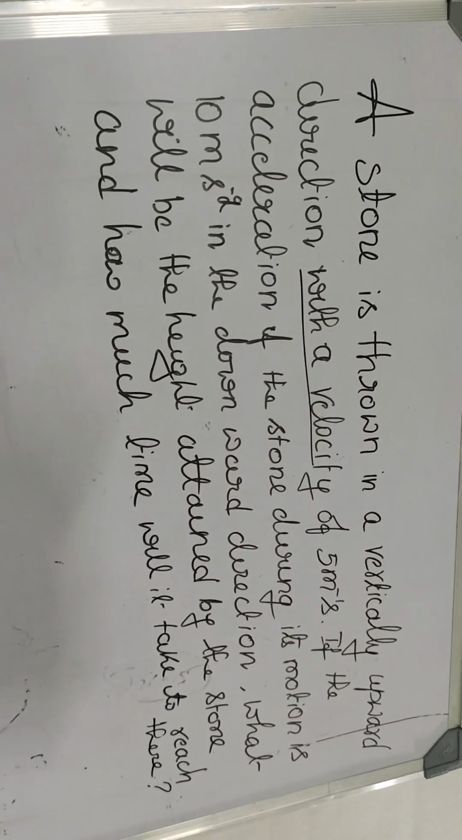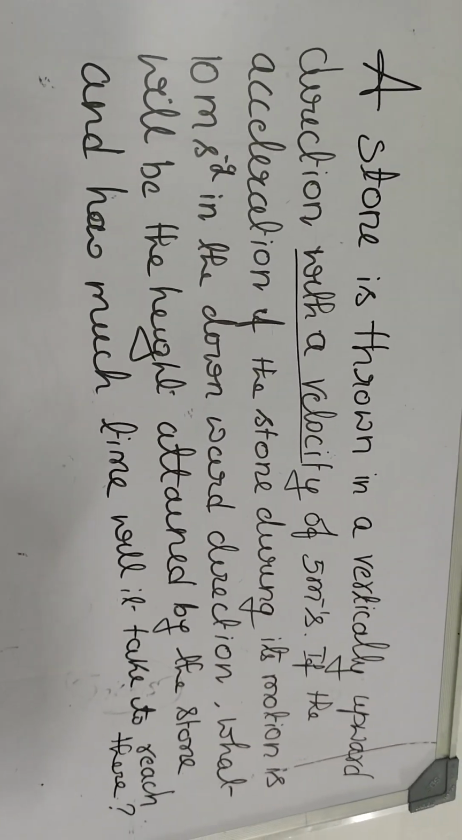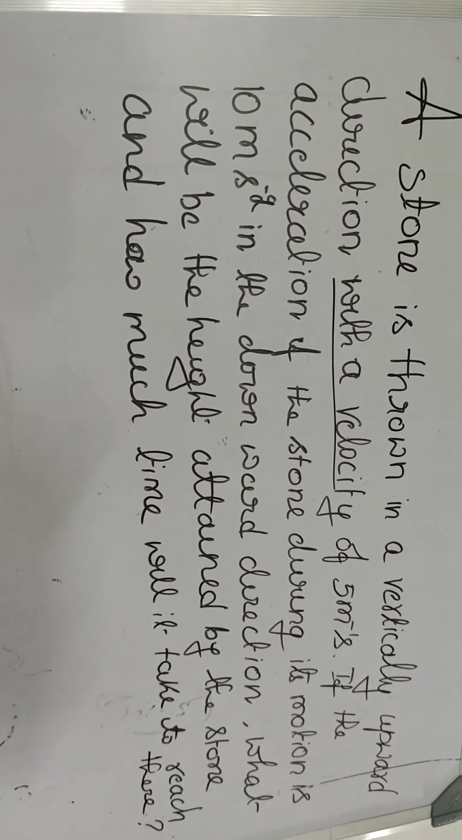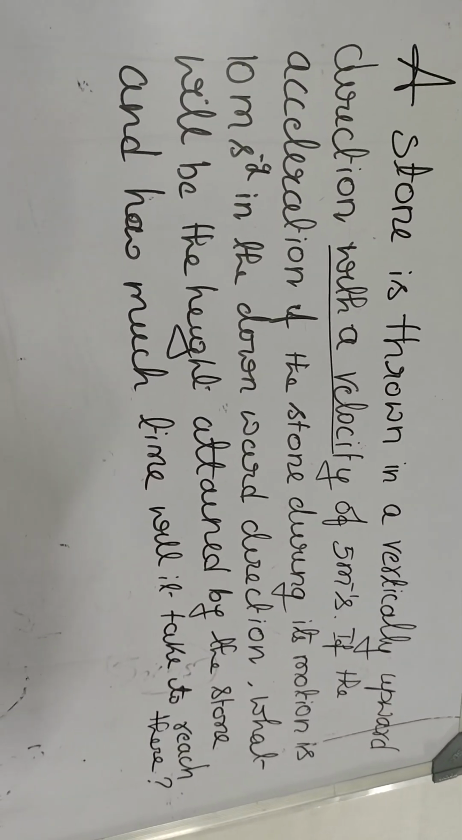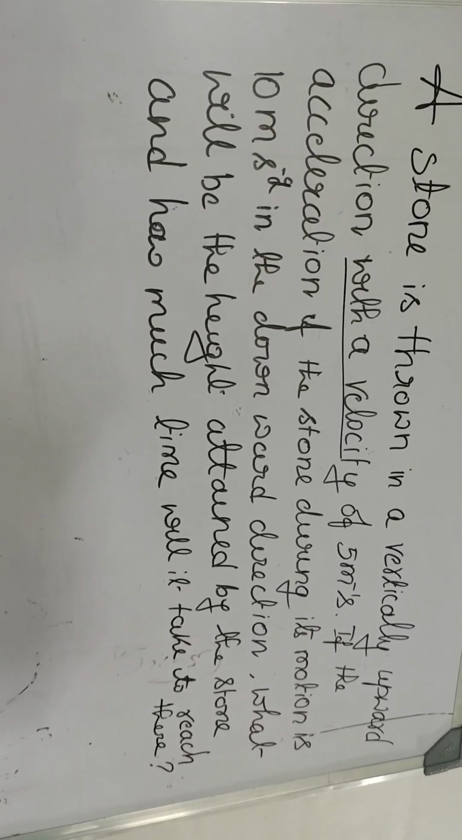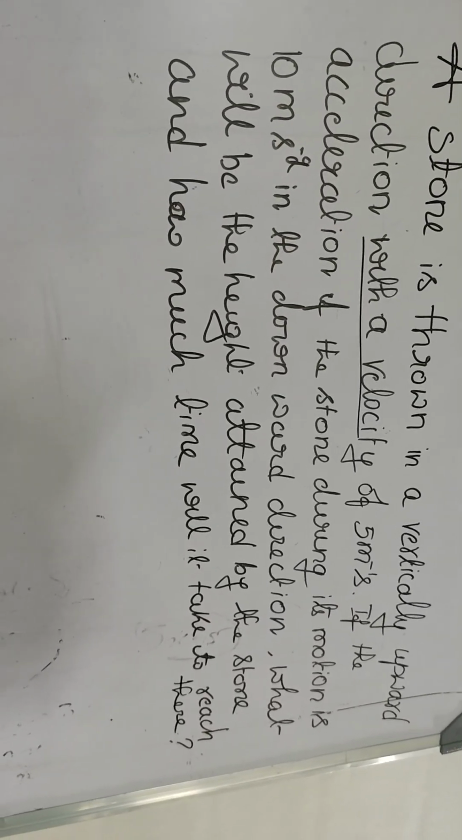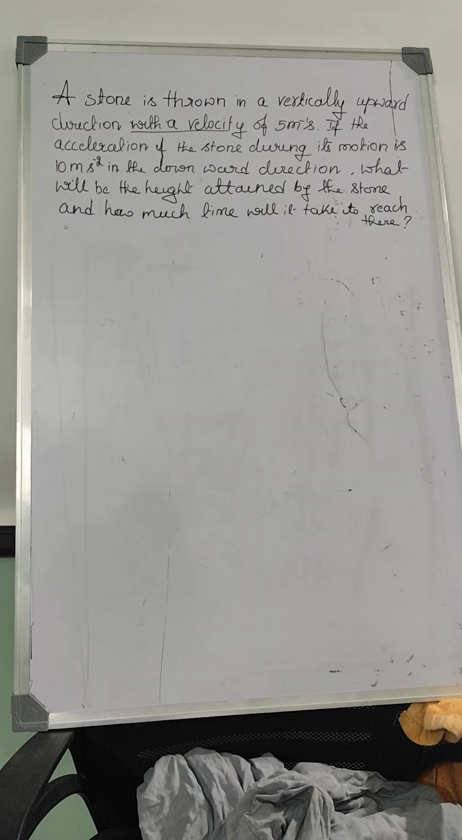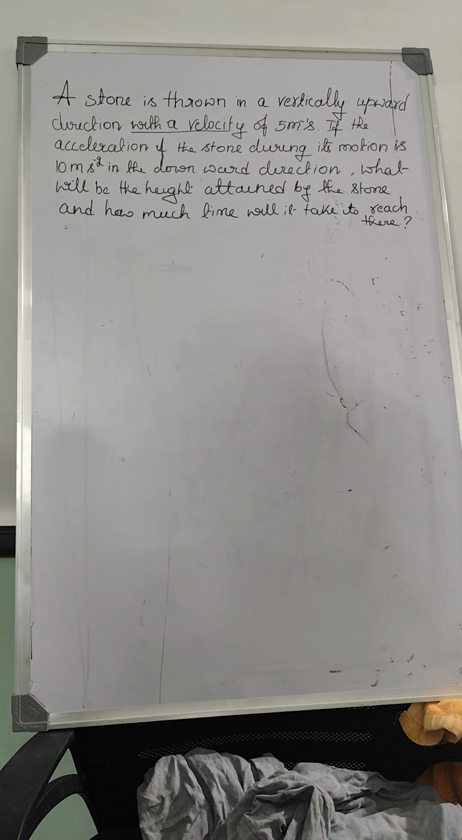So here the problem is: a stone is thrown in a vertically upward direction with a velocity of 5 meter per second. If the acceleration of the stone during its motion is 10 meter per second square in the downward direction, what will be the height obtained by the stone and how much time will it take to reach there? Let us solve the problem.